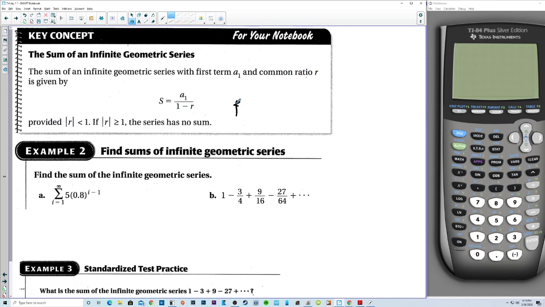So r could equal 1/2, r could equal -3/4, because if you take the absolute value of that, then that's going to be less than 1. So it has to be the absolute value.